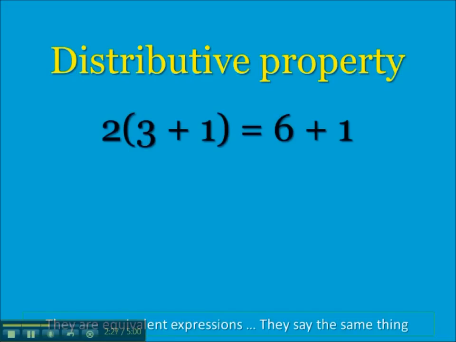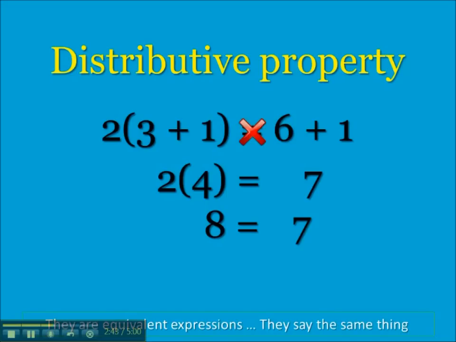What about 2 times 3 plus 1? Does that equal 6 plus 1? Let's see. 3 plus 1 is 4. 2 times 4 is 8. 6 plus 1 is 7. And 8 does not equal 7. So that is not an equivalent expression.